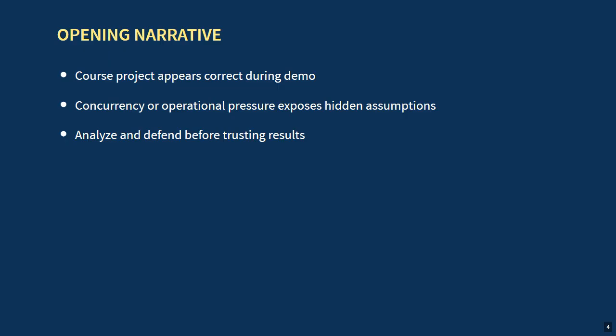Imagine working on a course project that initially appears to function correctly during a demonstration. However, as we introduce concurrency or operational pressure, hidden assumptions start to surface. Today, we will learn how to analyze and defend these hidden aspects before we can fully trust our results.